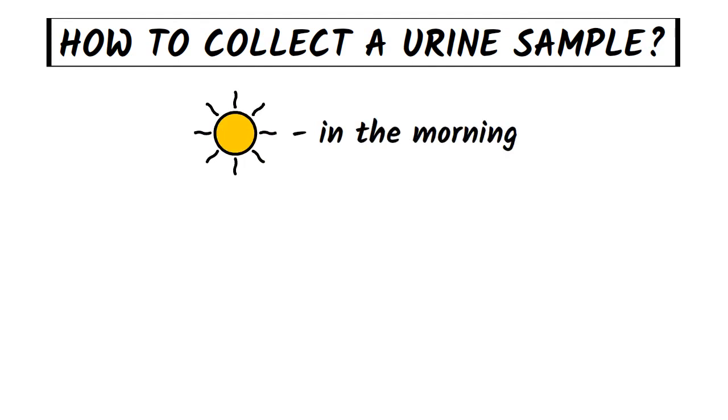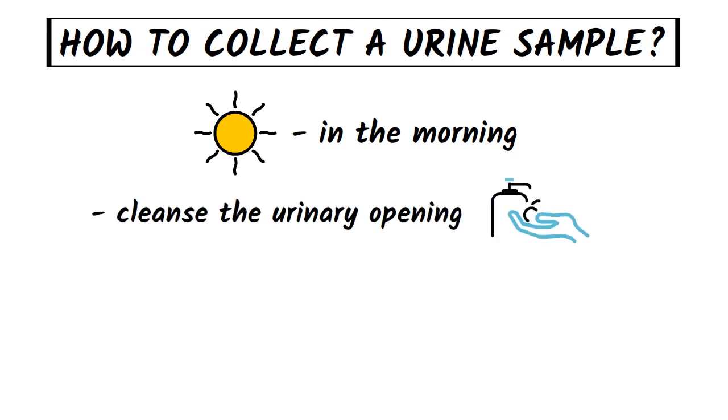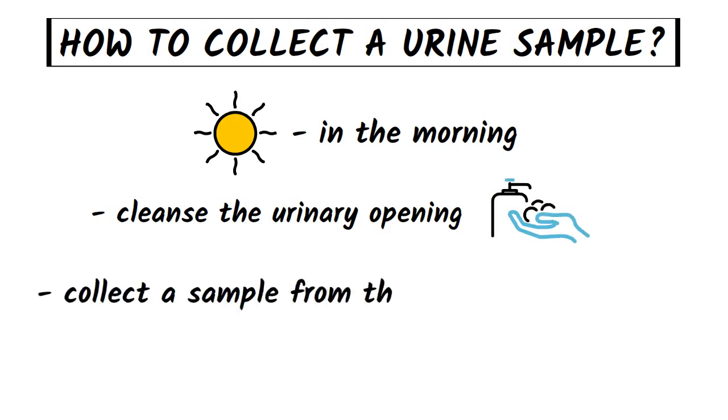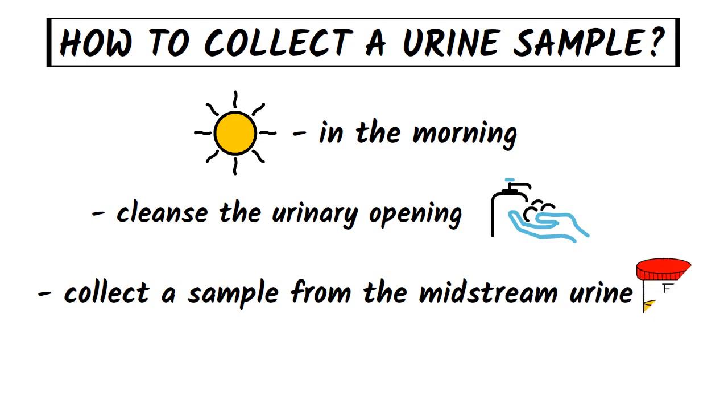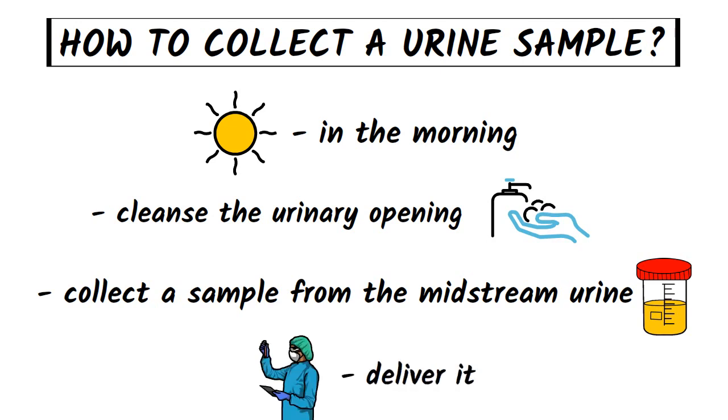This is how you collect it. First cleanse the urinary opening and then begin to urinate into the toilet, because the sample you collect should be from the midstream in order to avoid bacterial contamination. Pass the collection container into the urine stream and fill about half of it, then finish urinating into the toilet and deliver the sample to a laboratory as soon as possible.